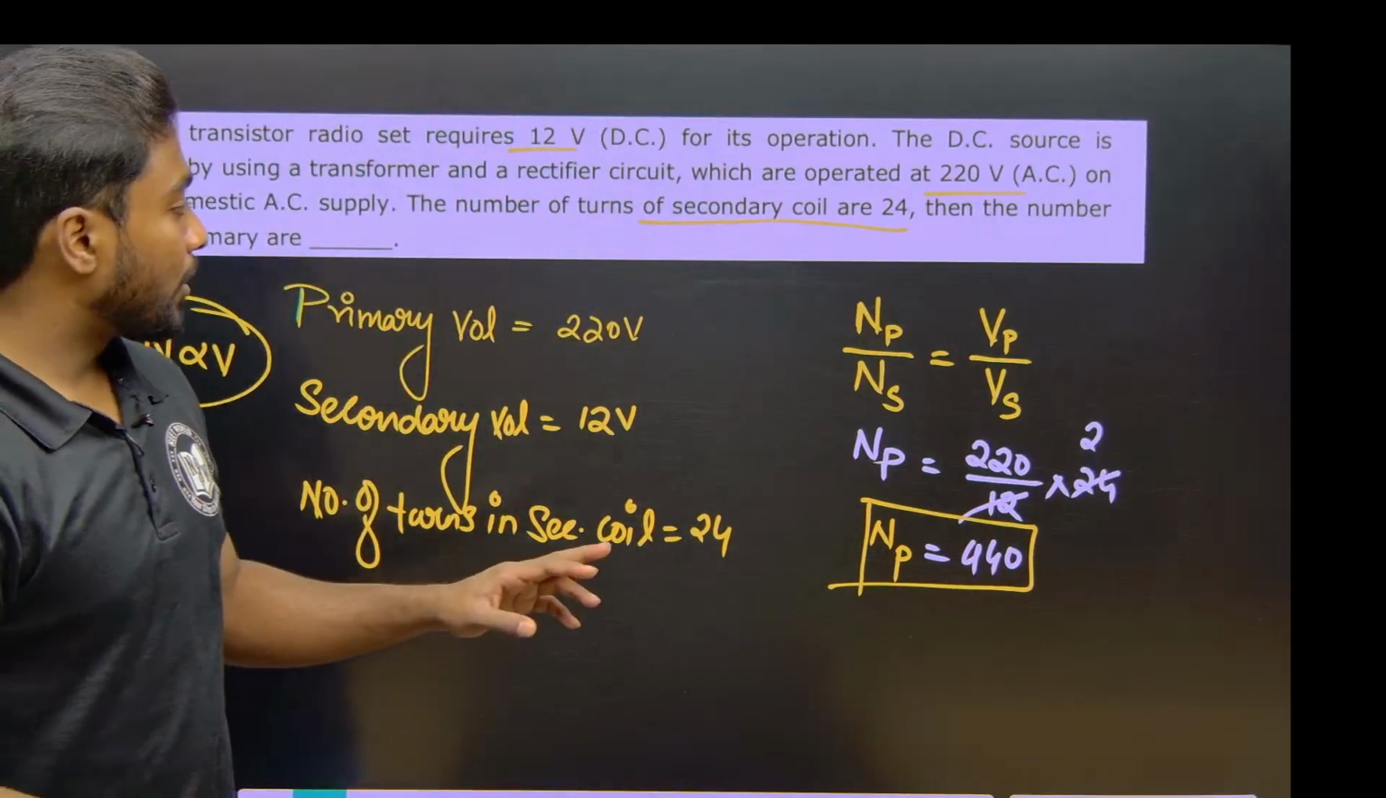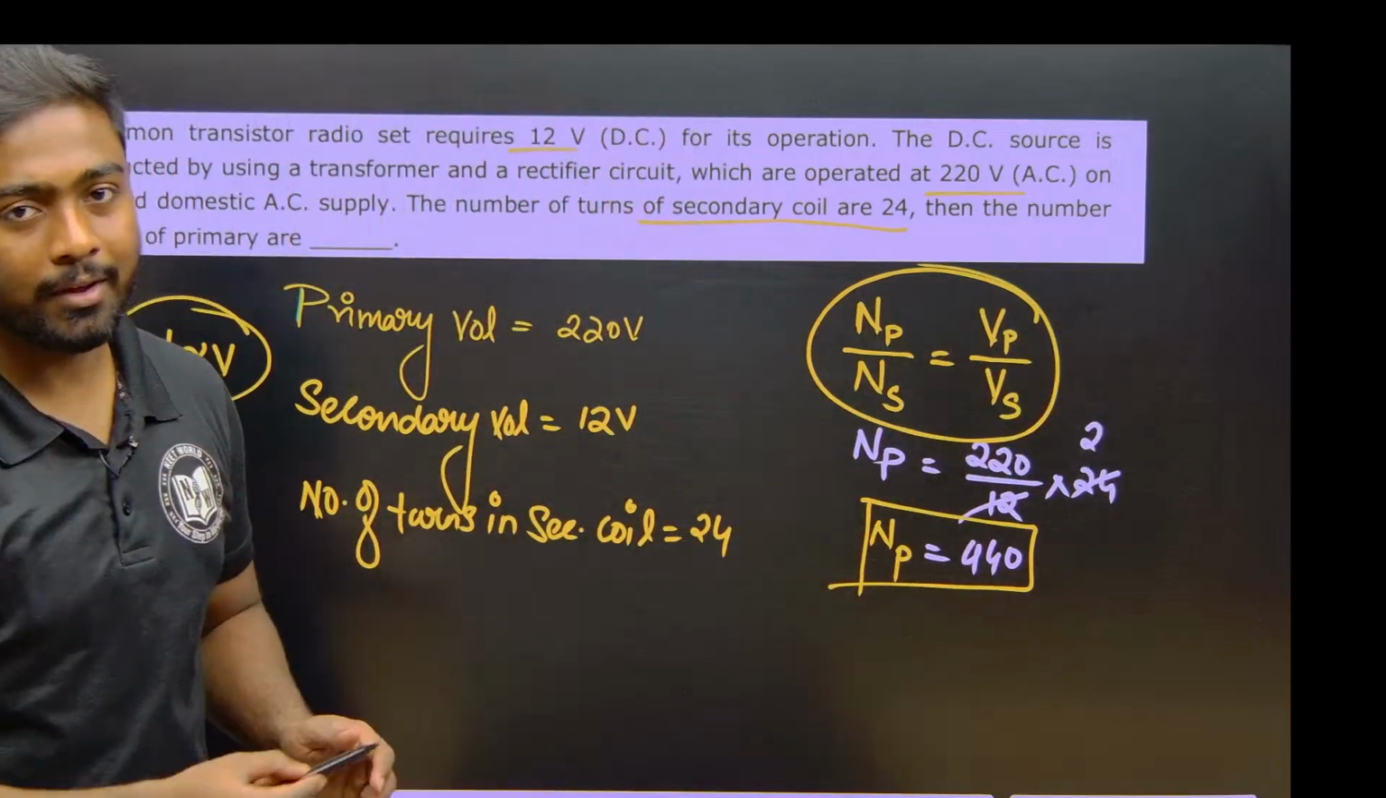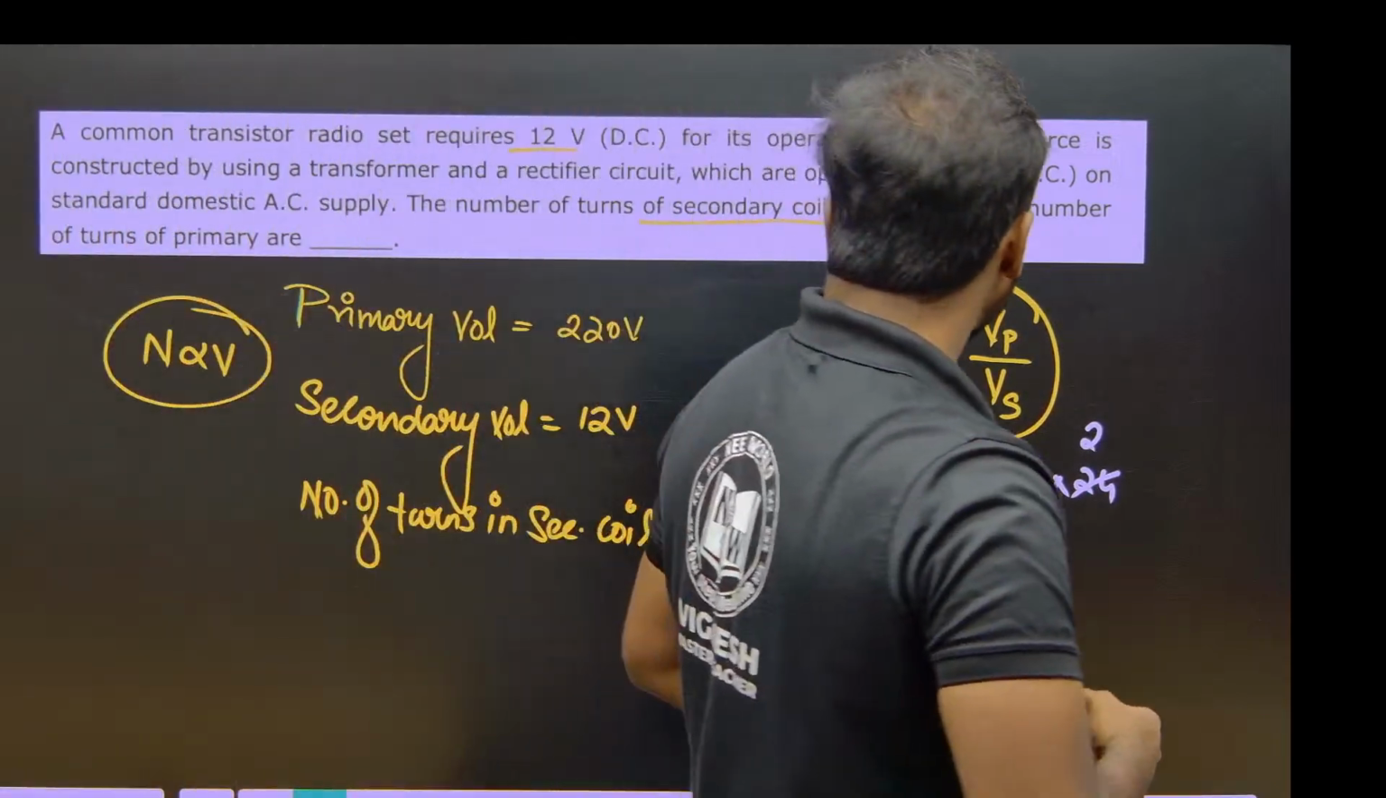The thing is, the number of turns and voltage are directly proportional to each other, and we can solve the question. We will go for the next question.